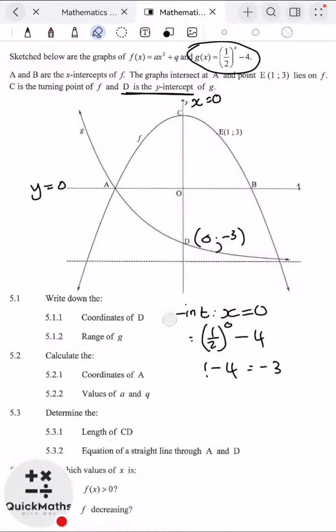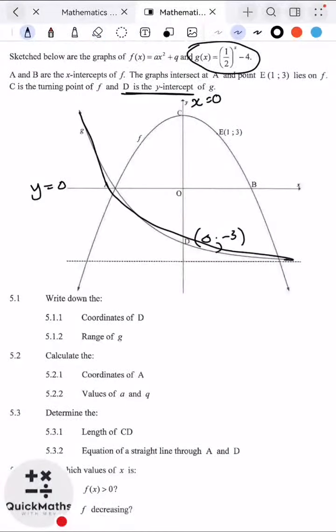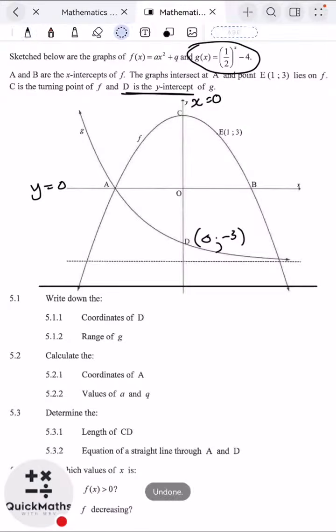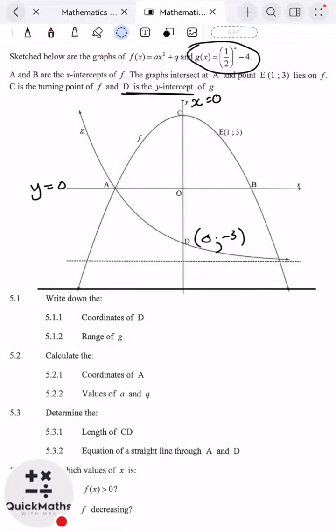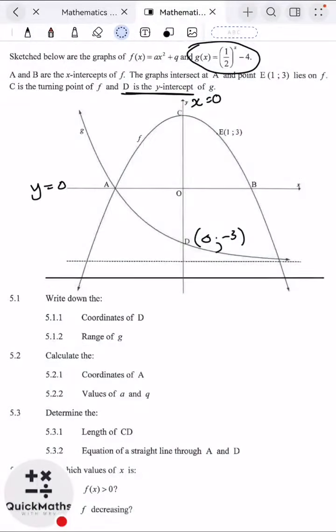Determine the range. So we know range refers to all possible y values. g is our exponential function, so what can y be? When we think about the range, we want to think of a horizontal line. If I take this horizontal line and move it, where am I going to be touching g? Now g is the exponential. If I put it over here where it currently is, am I touching g? No, it's not. So this is outside of the range because it is not touching the graph.